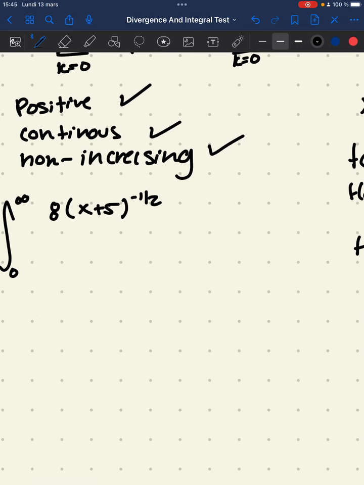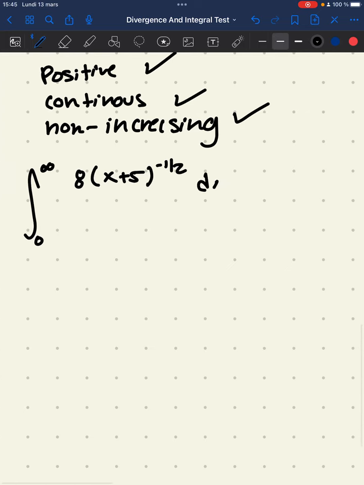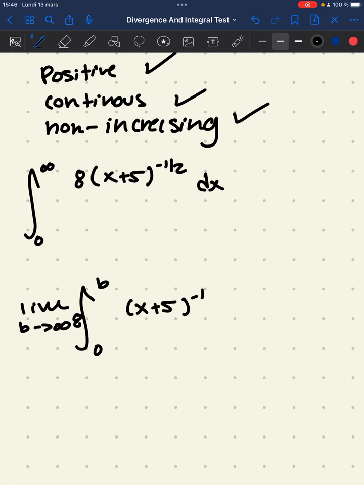Okay, you can use this integral right here, dx. Remember, this is an improper integral, so we have to use limits to be able to solve this. From 0 to b, and we factor out the 8 because it's just a constant. So (x plus 5) to the negative 1 over 2, dx.